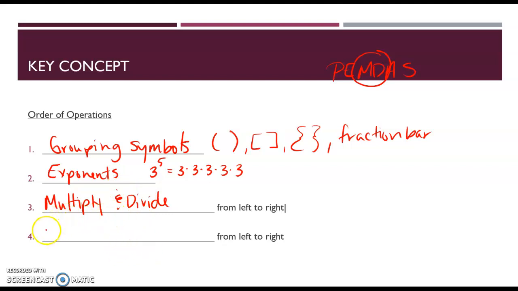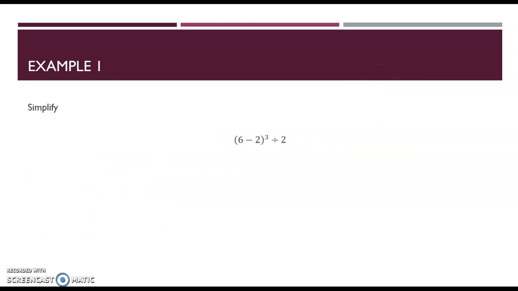And then our last one is add and subtract. Again, from left to right. So it happens at the same time. If my subtraction comes before my addition, then I subtract before I add. So you just have to keep in mind multiplication and division happen in whatever order from left to right. Same with adding and subtracting. Once you've gotten it down to just adding and subtracting, we do it from left to right.